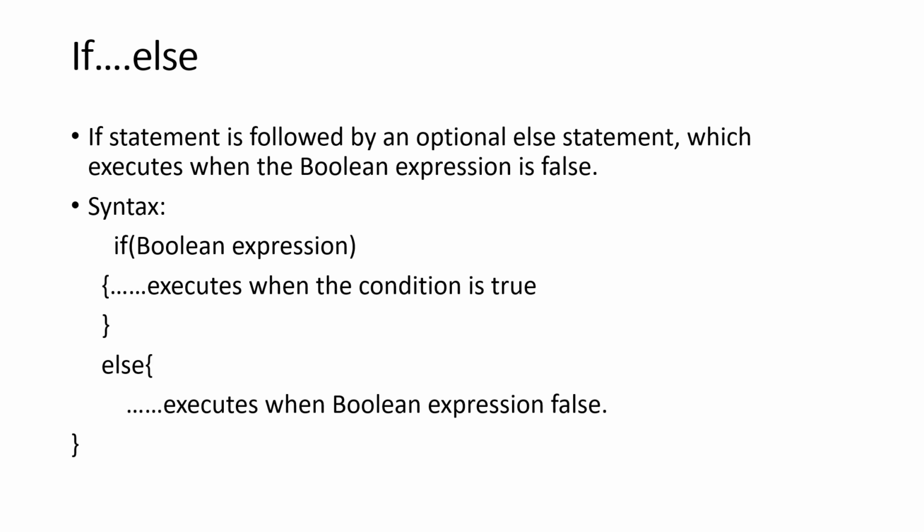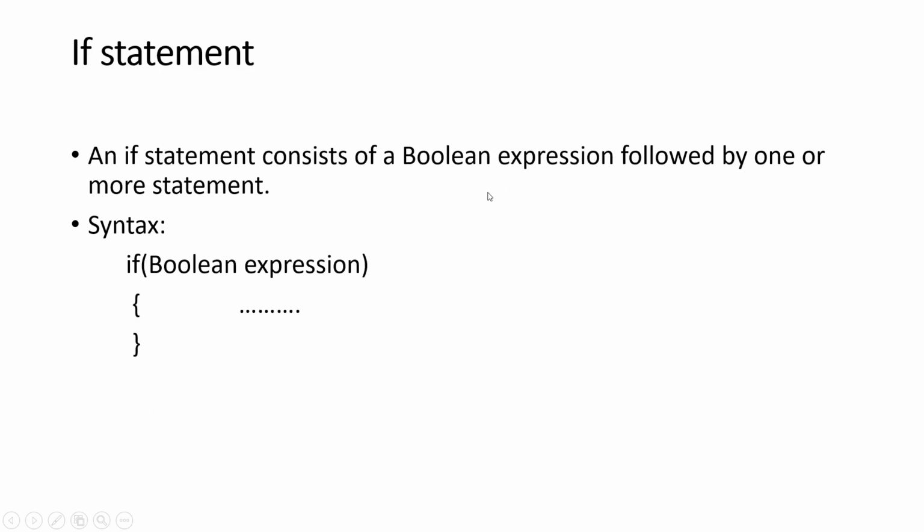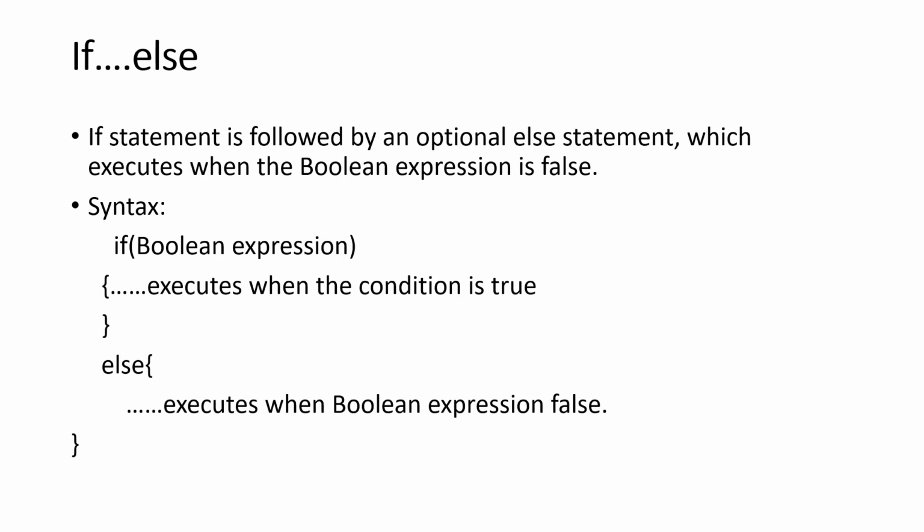In the if else decision making statement, the if statement is followed by an optional else statement, which executes when the boolean expression is false. In the if statement, only the true condition is executed, but in the if else statement, if the condition is true it will execute the if block, and if the condition is false then it will execute the else block. This is the syntax of if else: we use if as a keyword, then in the round brackets we give the condition, and inside the curly brackets the code.